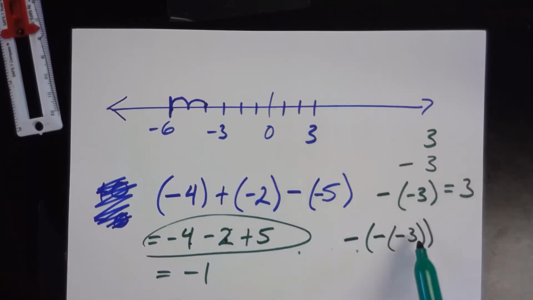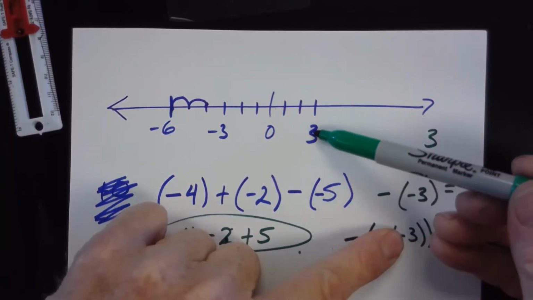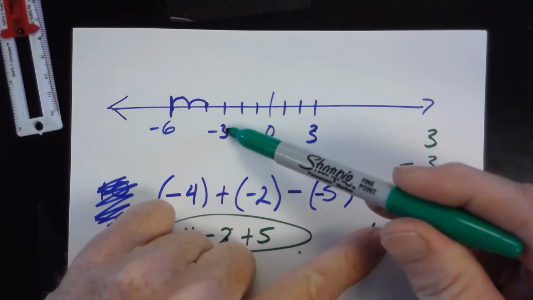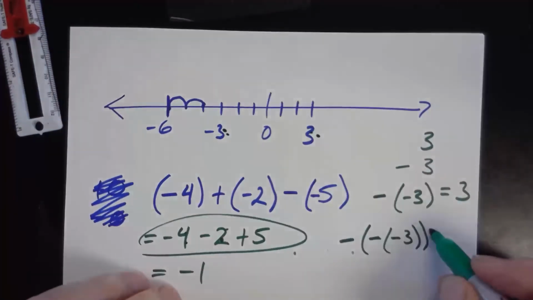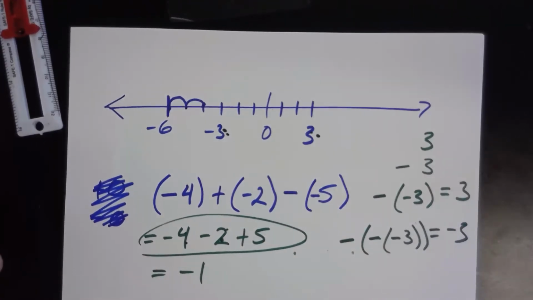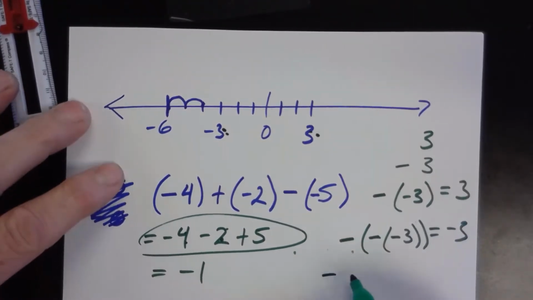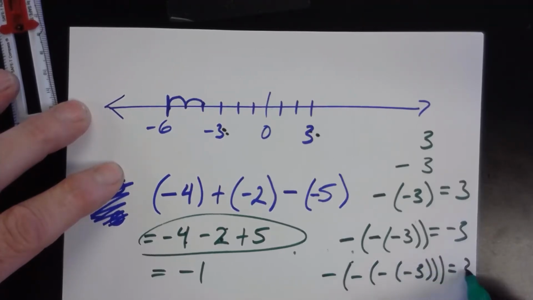So, okay, let's do it this way. I'm at 3. Opposite of that. Opposite of that. Opposite of that. Can I have a whole bunch of negatives out here? What if I have 4 of them? Back to positive.